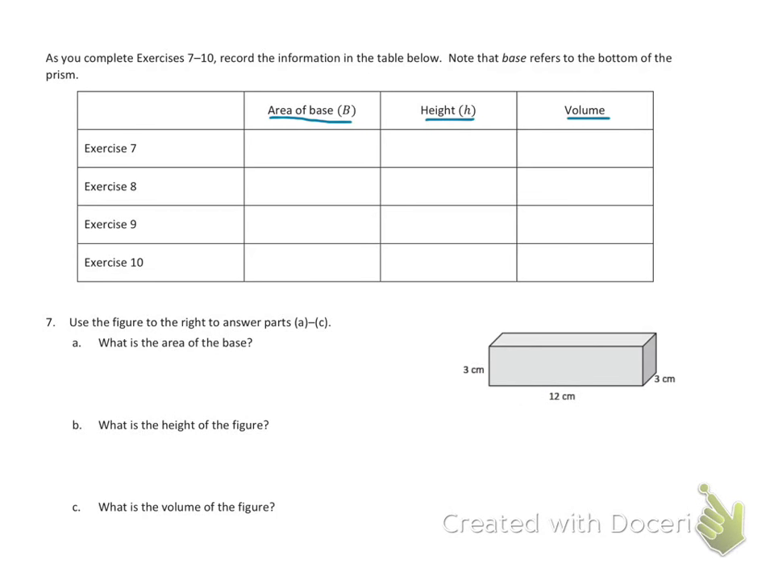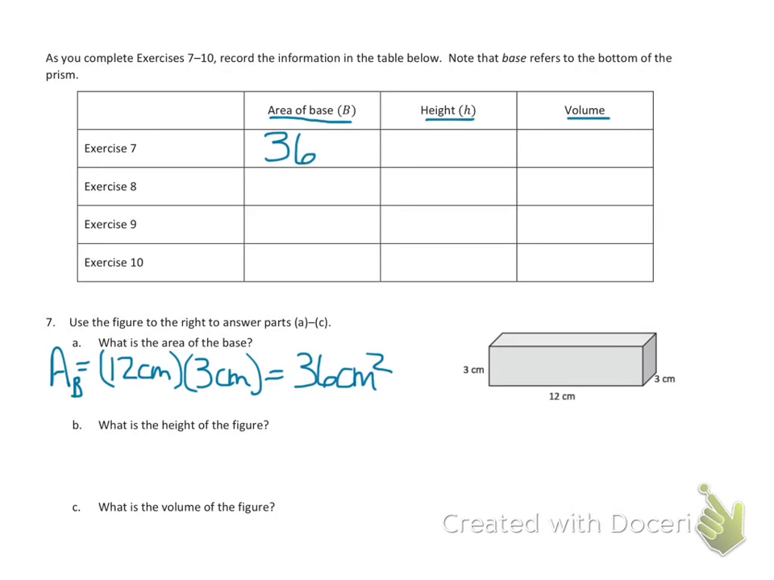Okay, so exercise 7 says what is the area of the base for this figure over here at the right. So the area of the base for this figure is 12 centimeters. I'm going to write it like this. Area of the base equals 12 centimeters times 3 centimeters. So that's 36 square centimeters. So this is 36 centimeters squared. Okay, so the height, what is the height of this figure? It's labeled right here. The height is 3 centimeters.